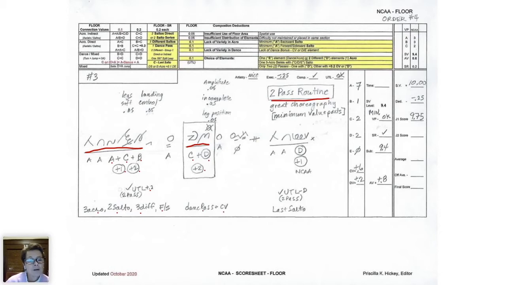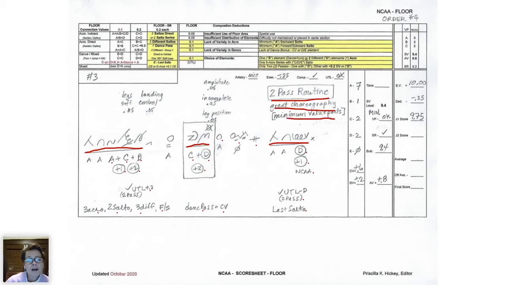She then does a full turn and a turning leap, spends some time on the floor, and then her last pass is a round off double back pike D. Again, she gets the 1/10 connection for NCAA, last pass with a D salto, double salto. In a 2-pass routine, she meets the UTL requirement because it was a D, and it was her last salto requirement. I thought this had great choreography.